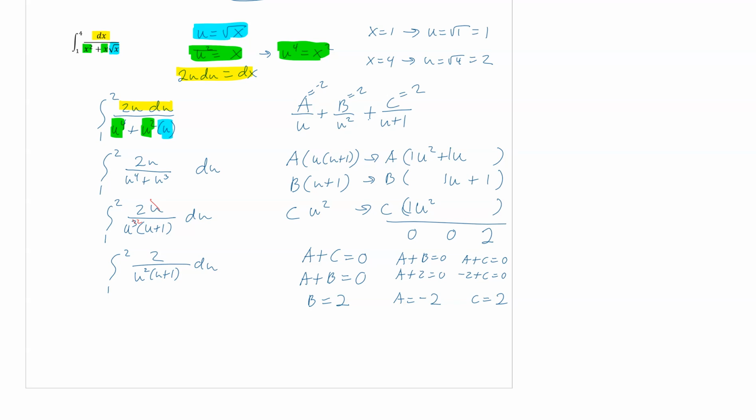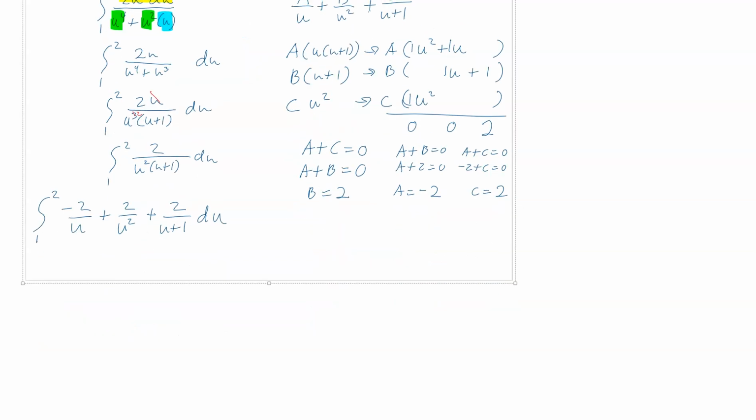So we end up with the integral from 1 to 2 of negative 2 over u plus 2 over u squared plus 2 over u plus 1 du. And so this would become negative 2 natural log of u, and then it's minus 2 over u, because remember that would be u to the negative 2, right? So then we would add 1, making it negative 1. So then it would just become negative 1 here with a negative in front, plus 2 natural log of u plus 1, from 2 to 1.